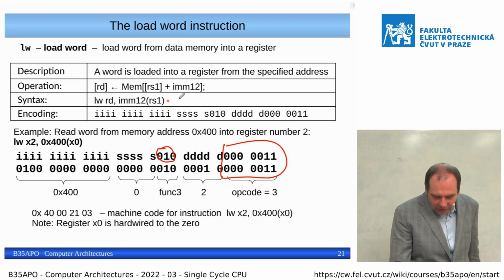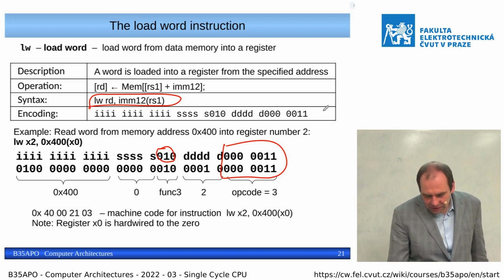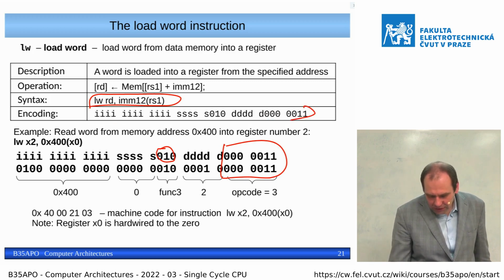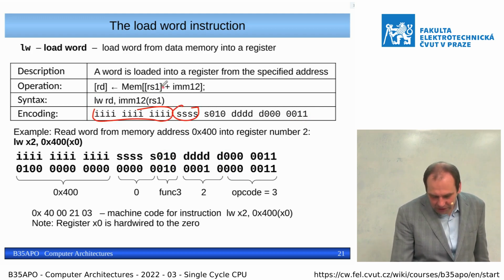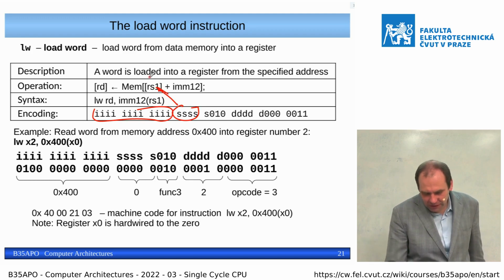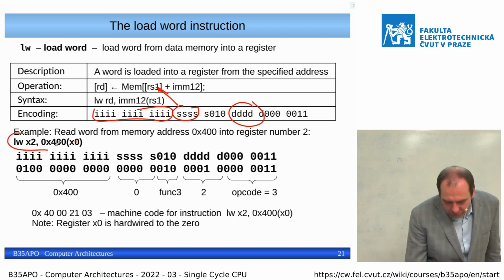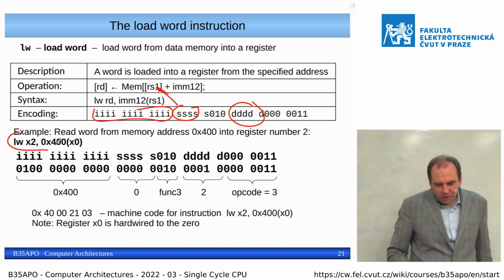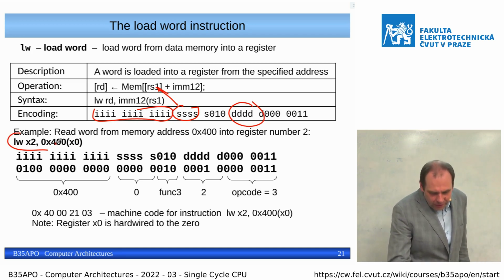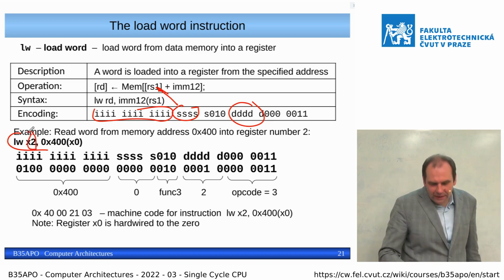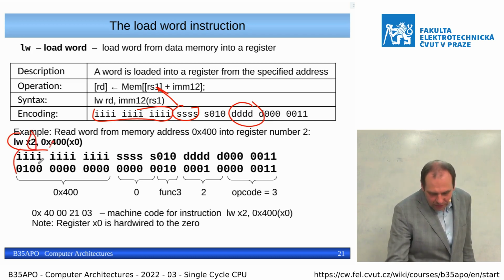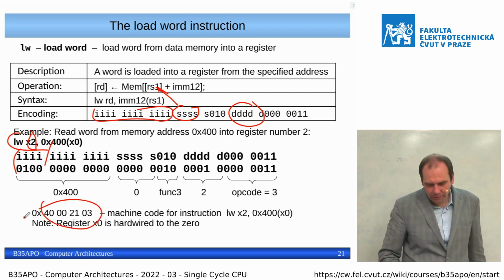And then this is how we write the assembly language, and this is the bit by bit encoding of the instruction. So there are those bits which represent the immediate value, the source operand, which is this one which defines the base address, then the destination register, and so on. And the example is load word from the address 400 to the register X2. And if we encode this by nibbles, then we get this value in the memory.